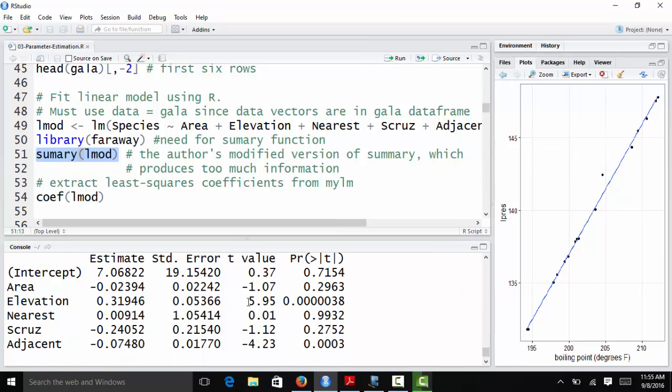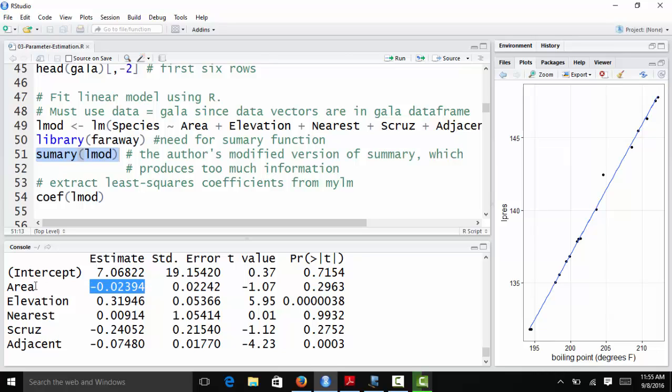Okay, so this first column right here that says estimate, these are the estimated regression coefficients for each of these predictor variables in our model. So the coefficient associated with the intercept is estimated to be 7.07. The regression coefficient associated with the area predictor variable is -0.02. The coefficient associated with the elevation variable is 0.32, etc.